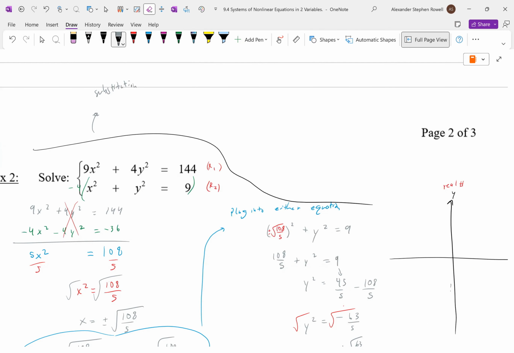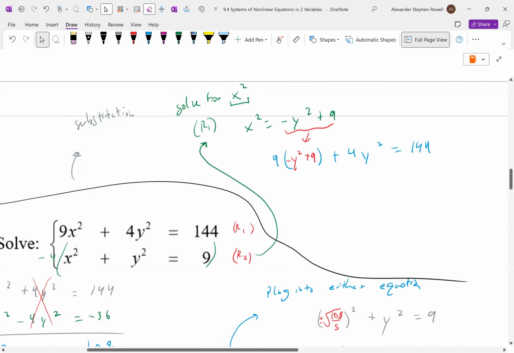Okay, if I want to find the imaginary solutions first, I would really want to get rid of the x's. So I'm going to take this bottom equation and solve for x squared. X squared is equal to negative y squared plus 9. And we're going to plug it into the other equation. 9x squared plus 4y squared is equal to 144. Instead of x squared, I'm going to write negative y squared plus 9.